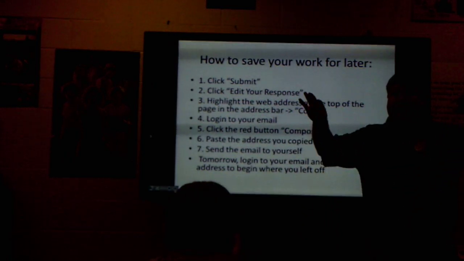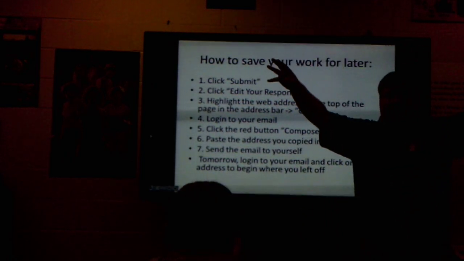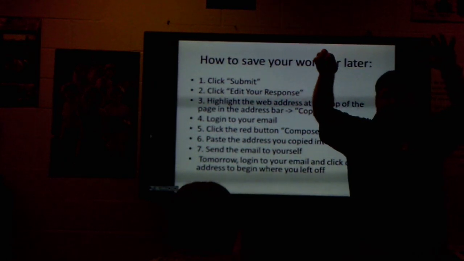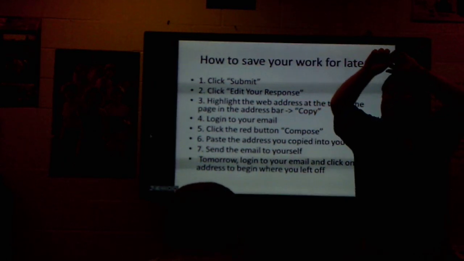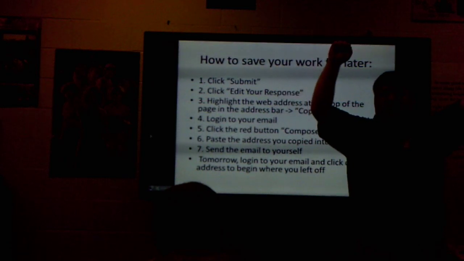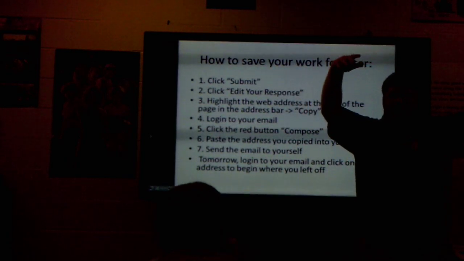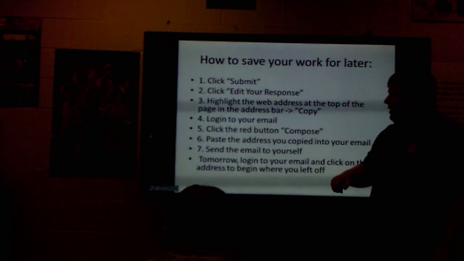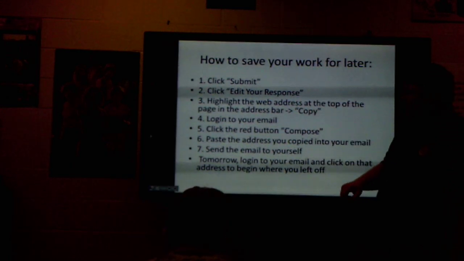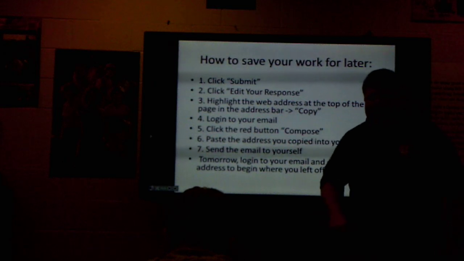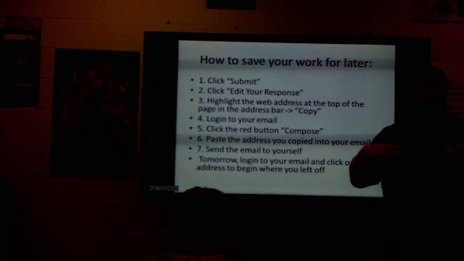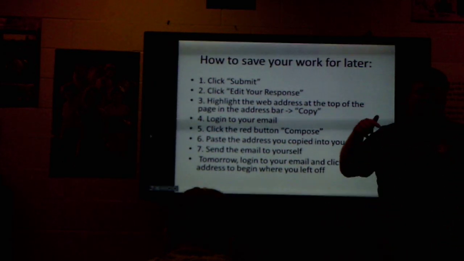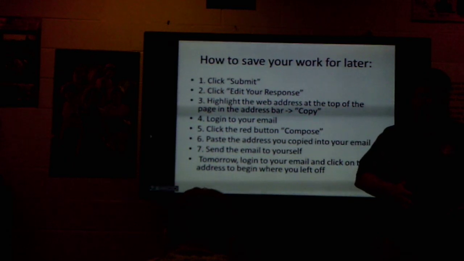You're going to go to the address bar up at the top where you would normally type www.google.com or something. It's a really long address. Click on it one time, or double click if you have to, to highlight the whole thing and copy it. Okay? You're going to copy that address. Then you're going to log into your email. You're going to paste that into the body of your email, and then you're going to send that email to yourself.